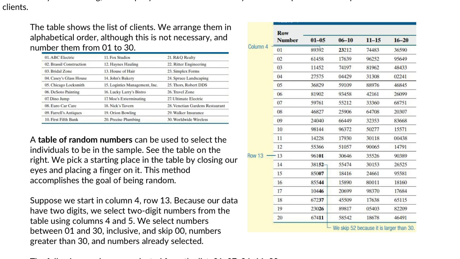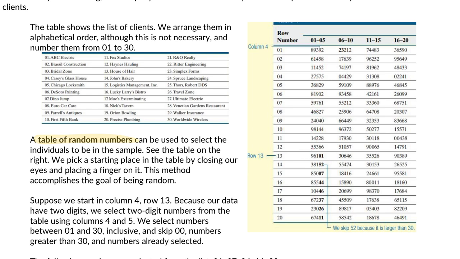Then we looked at the table of random numbers, which I snipped right here for you, that we can use to select individuals in the sample. We pick a starting place in the table by closing our eyes and putting a finger down on a column and a row. Let's say that our finger landed on column 4, row 13. Notice how to read this. This is columns 1 through 5, which means this is 1, 2, 3, 4, 5. Each number is an individual column, not 1, 2, 3, 4, but individually each digit 1, 2, 3, 4. We're going to start at column 4, row 13.